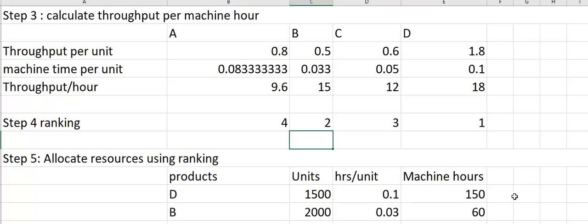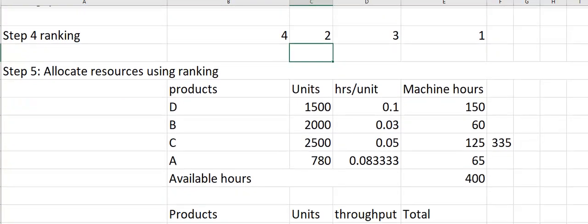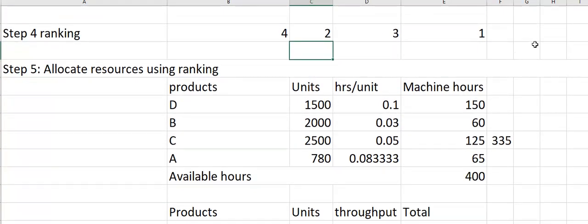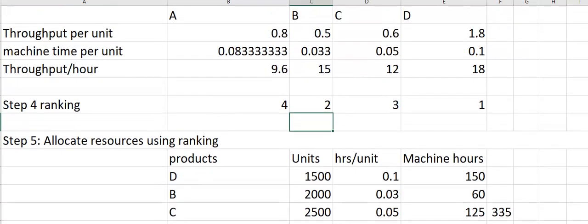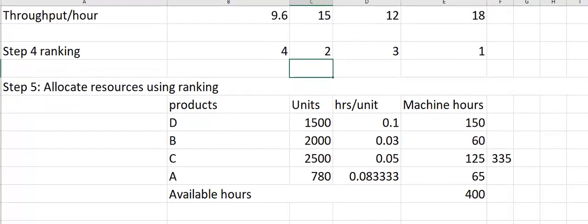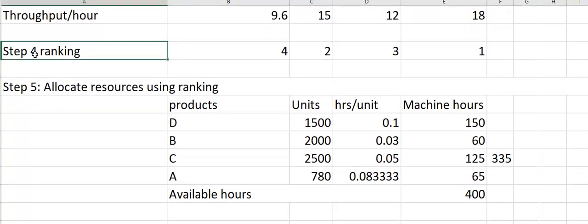And then step number 5, you allocate resources using ranking. On the products, you start with the product which is the highest. The highest product is D, so you start with D. Seconded by B, which is 2. Then third by C, which is 3. And finally A. So the order of profitability determined in step 4 should also be the way you order your products.